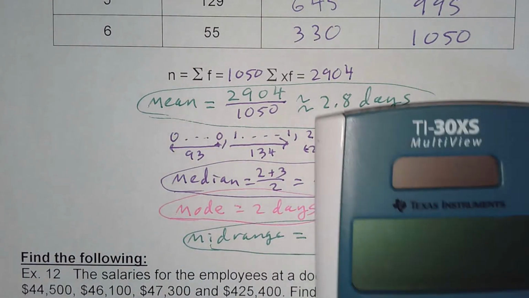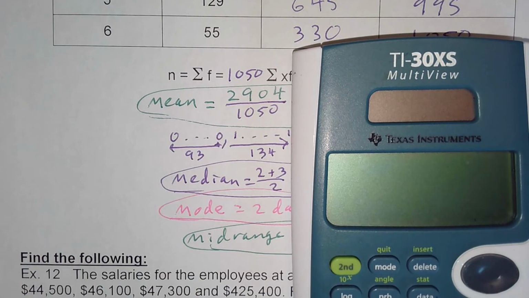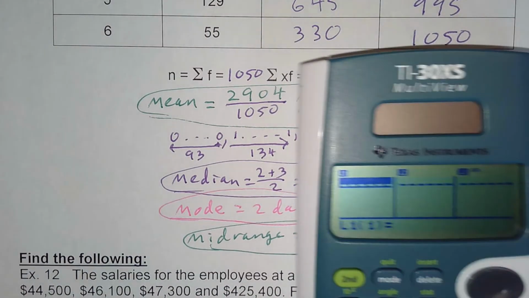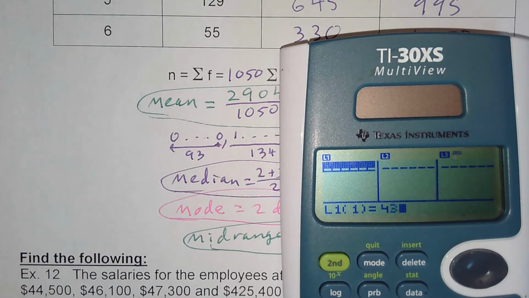So, even though we can do this by hand, let's practice doing this on our calculator. Here I'm going to go to data, and I've got some old data here, so I hit my data key again, hit option 4 to clear everything out. Now these salaries, I'm just going to be entering them in L1. So we have 43,600, 44,500, 46,100, 47,300, and 425,400.